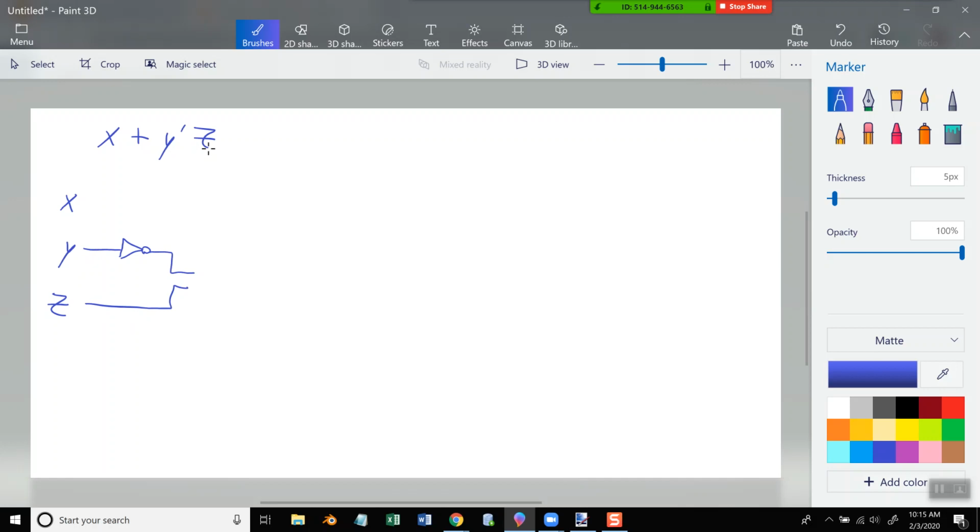into an AND gate. Now, our AND gate looks like that. So this gives us our y prime z. That then is coming in with the x into an OR gate. I can't draw very well. And then this is going to give us our output.